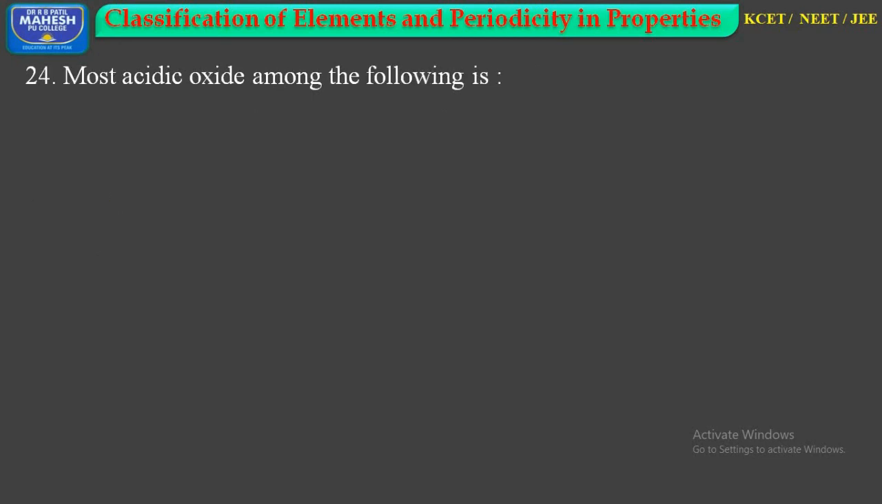Let us proceed for the next question. Most acidic oxide among the following is? Options are option A, Cl2O5, option B, Cl2O, option C, Cl2O3, and option D, Cl2O7.